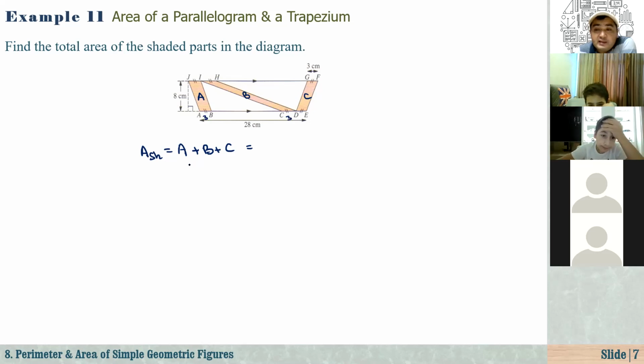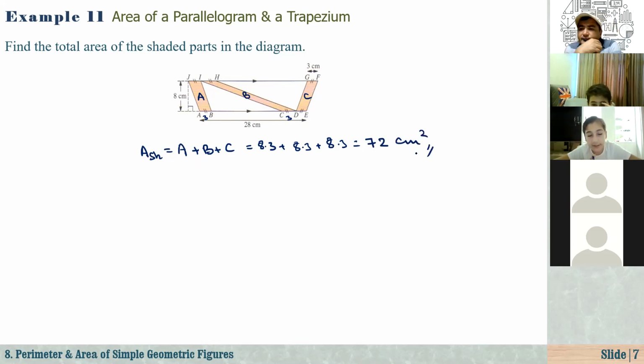What is A? It is a parallelogram, right? So what is the area? 8 times 3. How about B? Also a parallelogram, so simple, it is 8 times 3. And the last one is also a parallelogram, 8 times 3. 3 times 24, so that is 72 cm squared. This is easy.